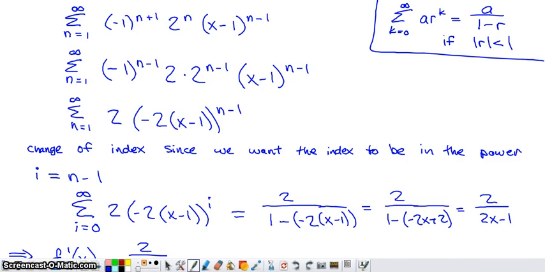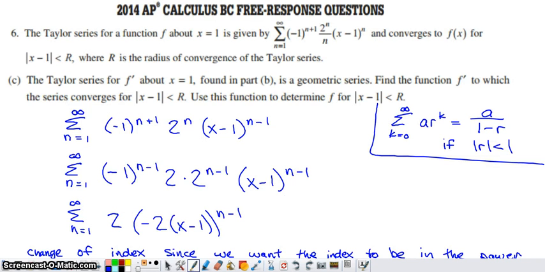Last part of this question, kind of tough. Pretty lengthy as well. They tell us that the series that we just developed in part B, the Taylor series for f prime, is actually a geometric series. So what I have right here is a little bit about geometric series. We know the sum from k equals 0 to infinity of a r to the k is going to equal a over 1 minus r, or is going to converge to a over 1 minus r, as long as this base is in between -1 and 1.